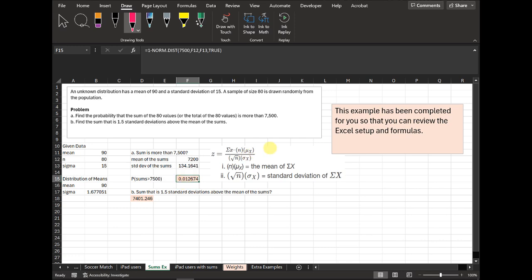So there you go, that's the idea with these types of problems. And then we have to find the sum that is 1.5 standard deviations above the mean of the sums. So in this case, we're just going to use the information that we calculated up here. I take my mean, 7,200, and then add 1.5 times the standard deviation, and there you go.